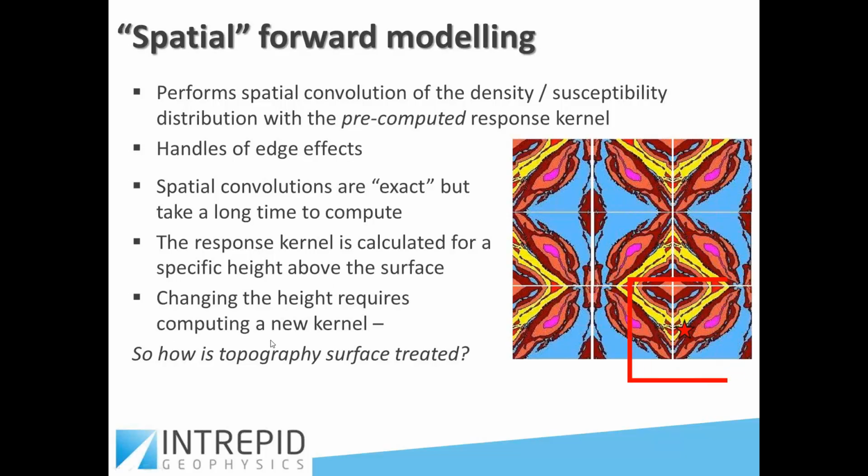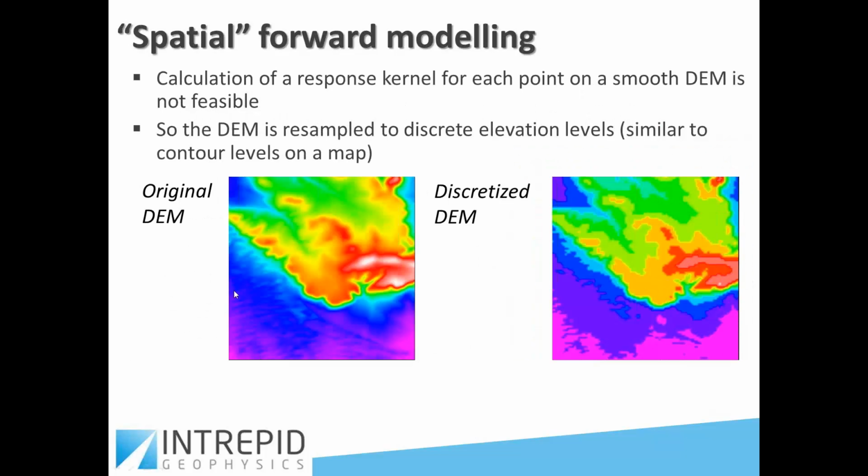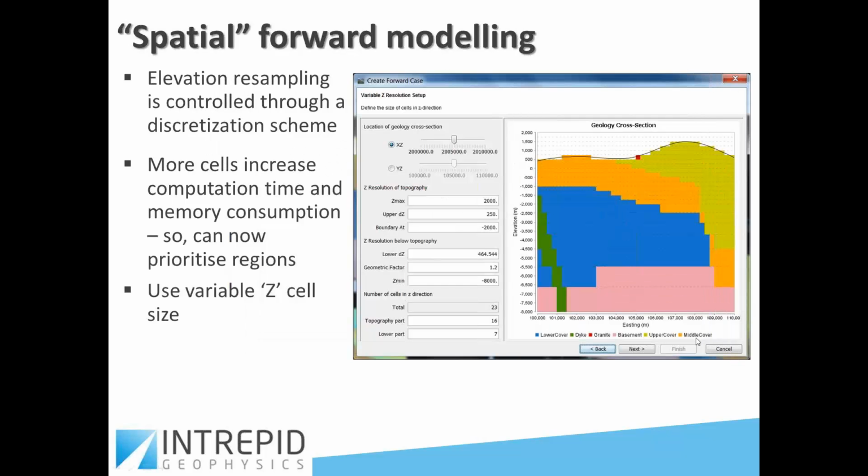And so now I'm going to just say how the topography surface is treated in GeoModeller. One thing to say is that from our smooth digital terrain model, we can't always hope to compute the response at every point. It's just not feasible. And so how we handle that is to take the terrain model and resample it to discrete elevation levels, similar to contours on a map. And this means that it's handling the computation quite well.